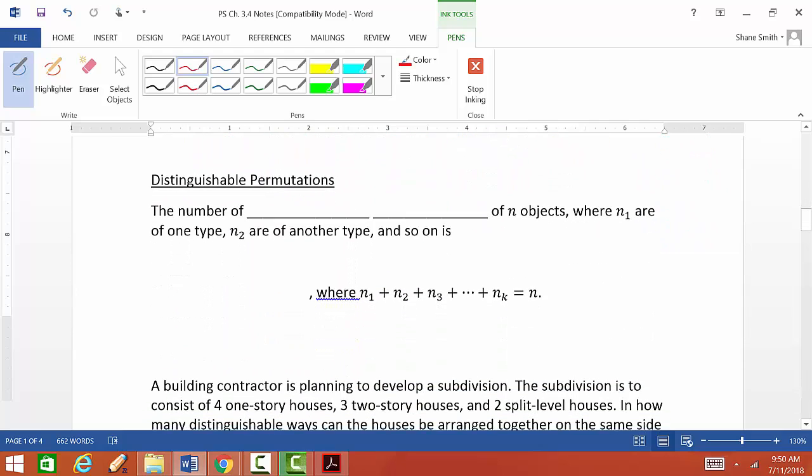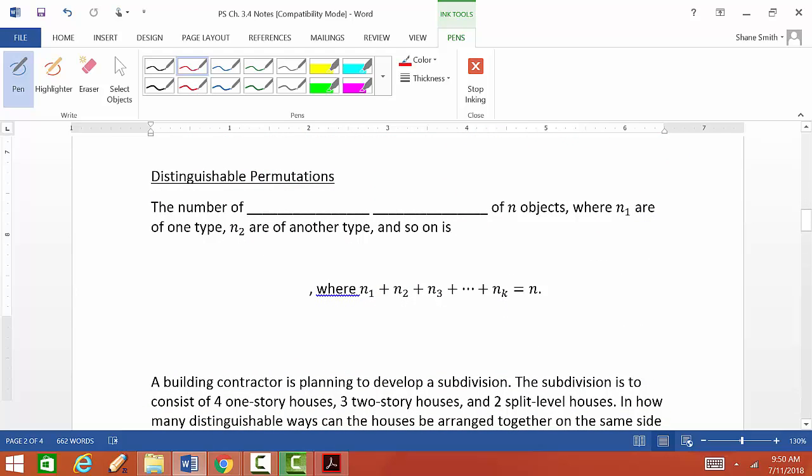The last type of permutation is a distinguishable permutation. And distinguishable permutations occur when you have objects of the same type. So what we do is we start with n factorial. That's how many ways we can rearrange all the objects. And then we divide out n sub 1 factorial, n sub 2 factorial, all the way to n sub k factorial, depending on how many categories we have.